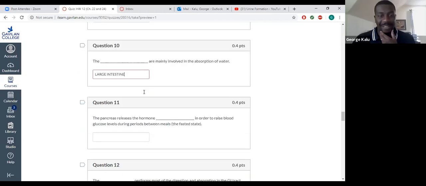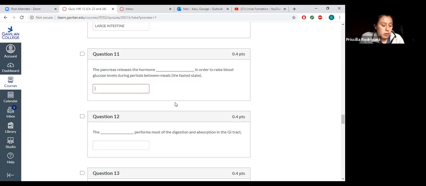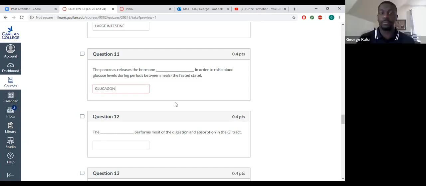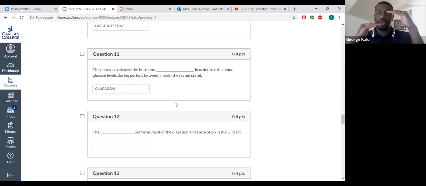Cool. Question 11. The pancreas releases the hormone blank in order to raise blood glucose levels during periods between meals, the fasting state. Which hormone is the pancreas going to release here? Glucagon. Yes, correct. Glucagon is going to get released during periods where you haven't eaten for a while. During those periods, your blood glucose levels are going to drop a little bit, and in order to bring those levels back up, you're going to release glucagon, and that's going to produce a whole series of events that increases your blood glucose back to the appropriate level. So this is one way to regulate your glucose levels.